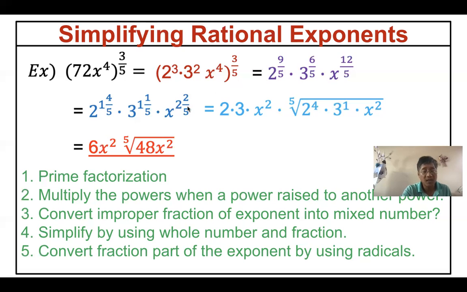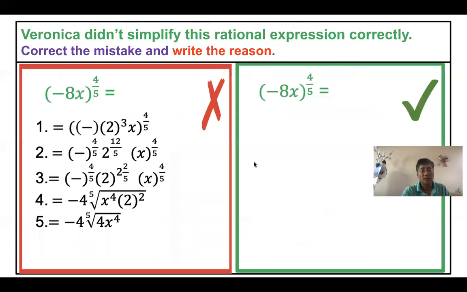Even though there are many steps, if you understand how to multiply power to power, right? And how to change rational exponent to the radical, or radical to the rational exponent, then that's it. All right, can you try with this one more time? We have an error analysis here now. So Veronica made a mistake. What is the mistake here?